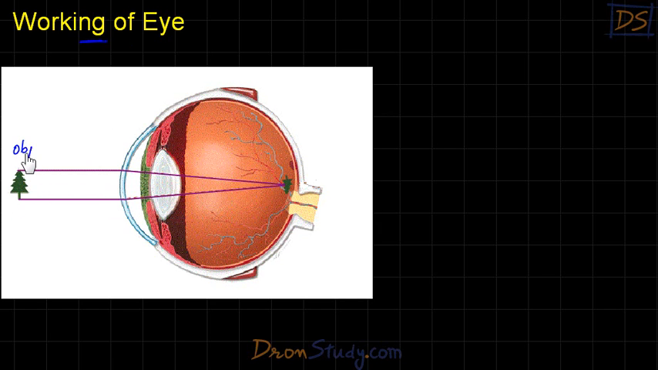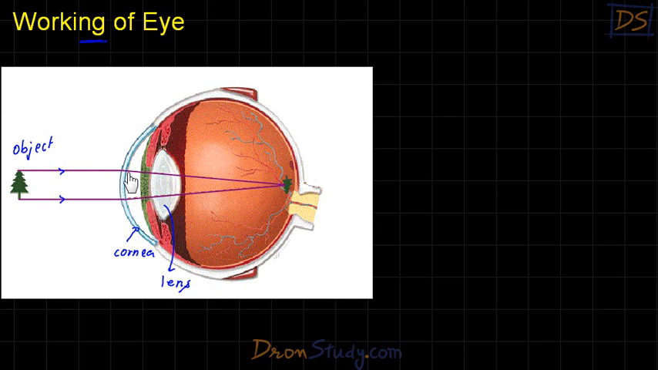So students, this is an object in front of our eye. Light rays starting from this object will come and hit our eyes, right students? You can see, students, this is the cornea, which is actually transparent, and then this is the lens, which is actually a very important thing, right students?